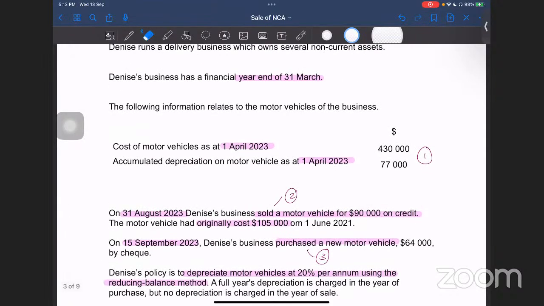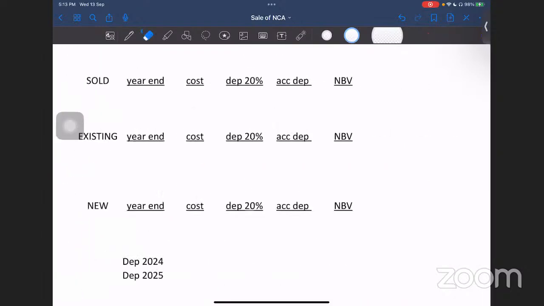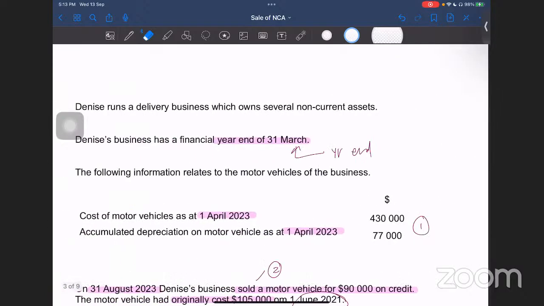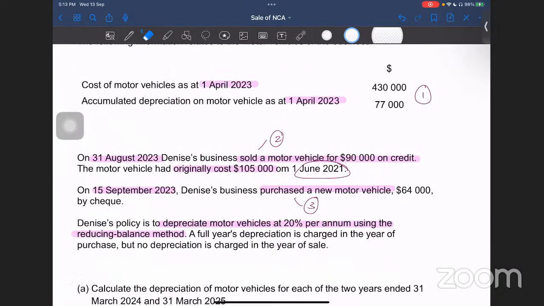Okay, so the one that we sold, what is the first year end? We bought it on 1st June 2021. So what is the first year end? Given that my year end is on March. It's a March year end. So first year end, when is the next March? 31st March 2022. Okay, so the one that I sell, my first year end will be 31st March 2022. Okay, then the rest, it will be the same. I will just extract the numbers from the question itself.